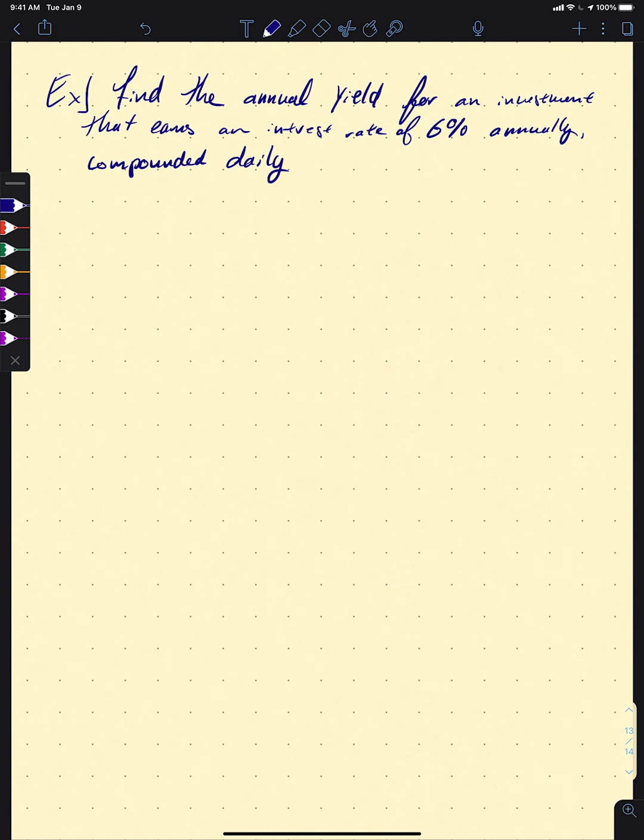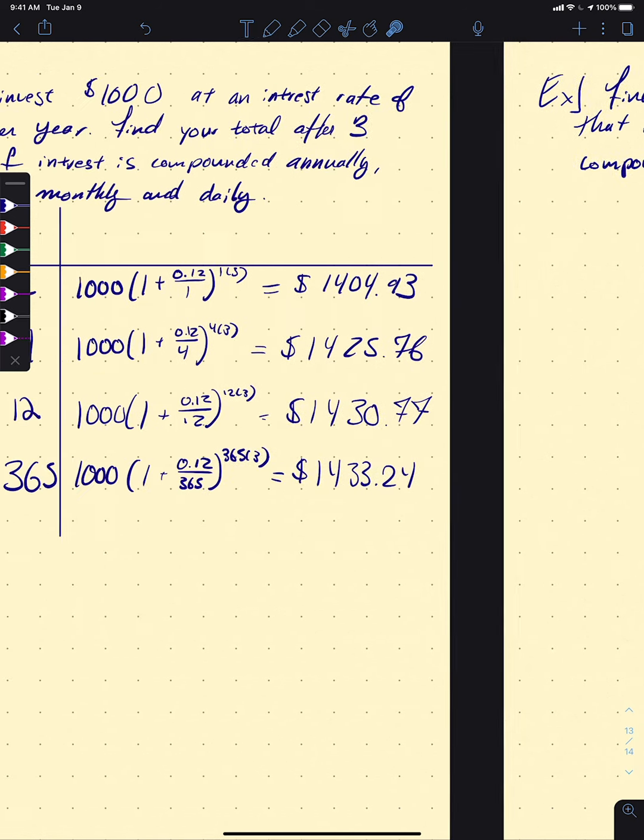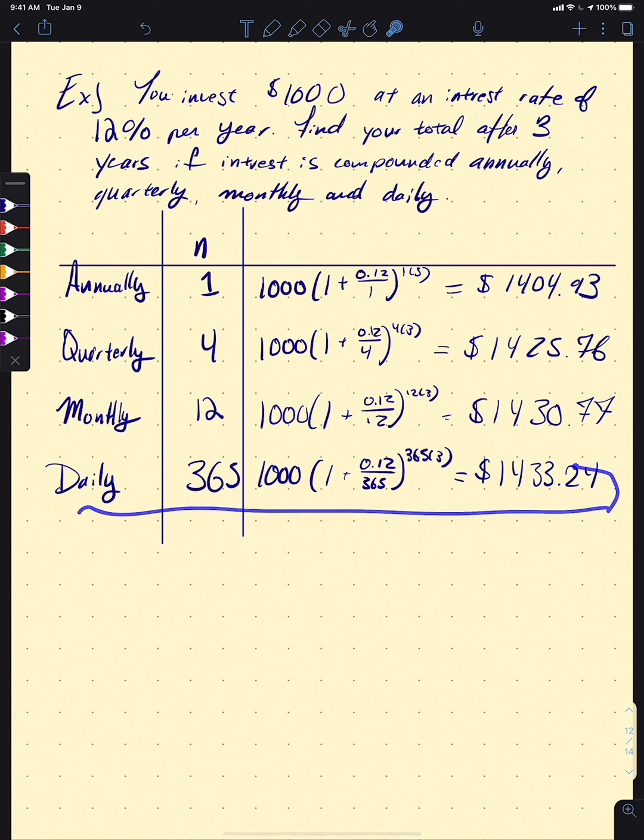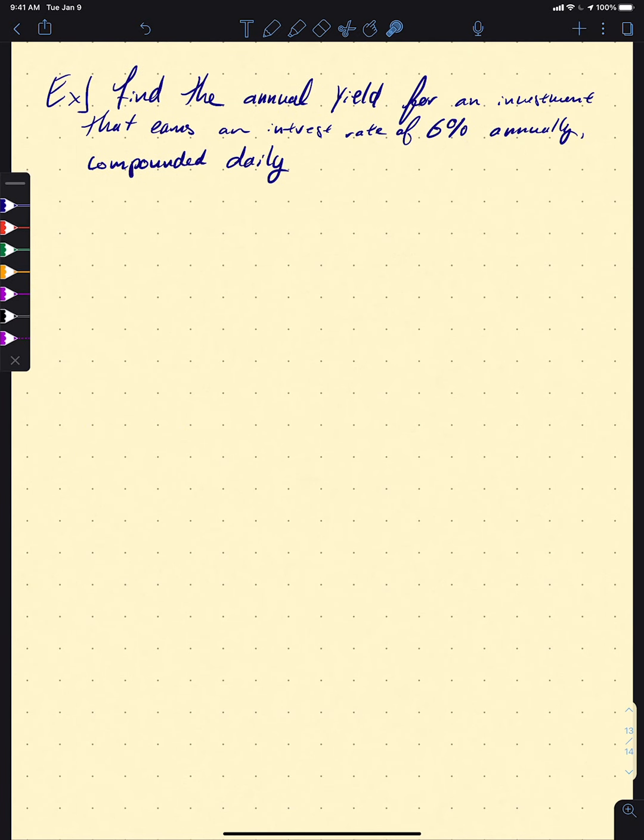Okay, we're being asked to find the annual yield for an investment that earns an interest rate of 6% annually, but is compounded daily. The annual yield is asking: you have this big fancy interest rate at 6% annually, but it's compounded daily. And as we saw, when you compound daily, you make more money than if you compound annually. So the annual yield is asking you for the effective rate of compounding daily versus an annual one. And here's how we can calculate that.